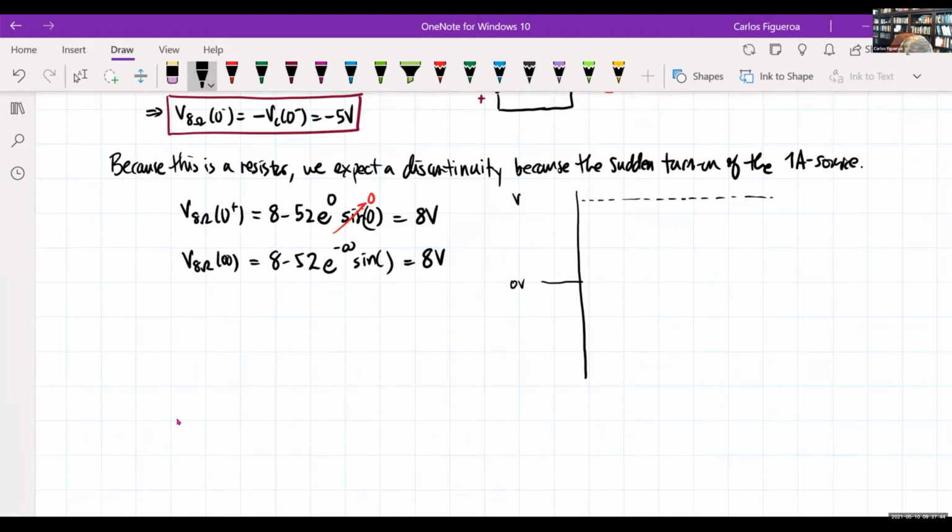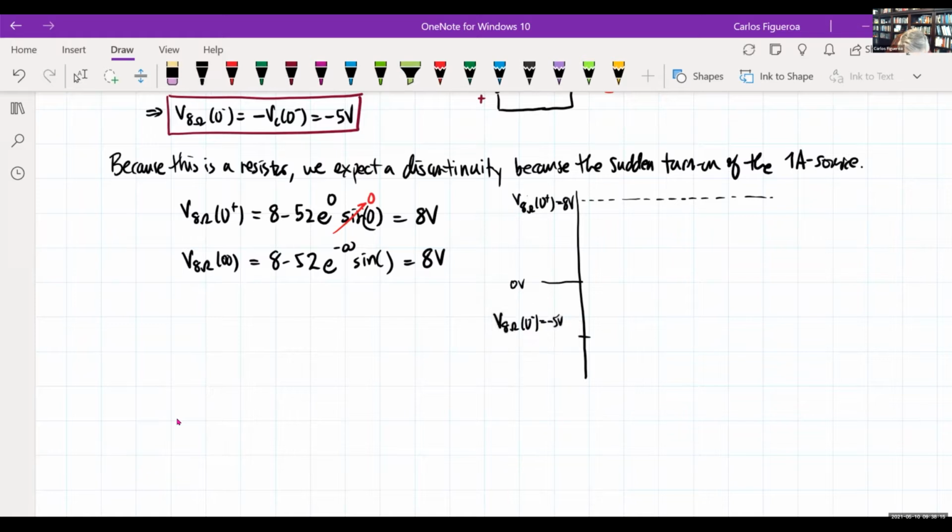So this is V8 at 0 plus, that has to be 8 volts right there. And then down here, this point here is V8 of 0 minus. We saw this was minus 5 volts. I got to move this guy out of the way.